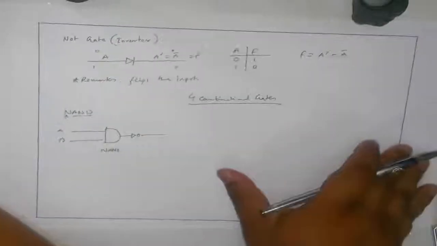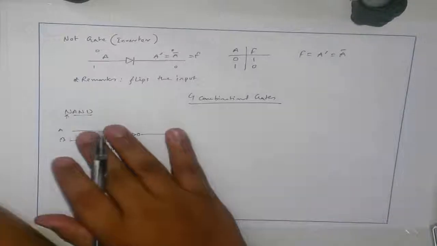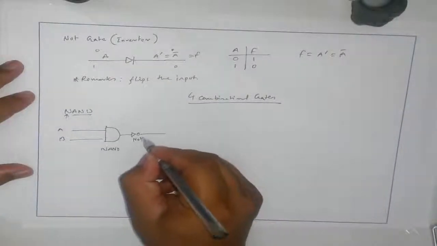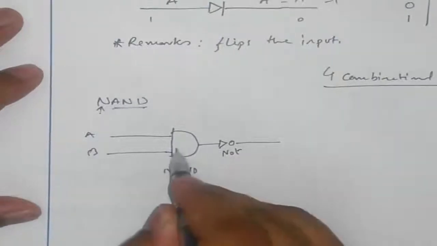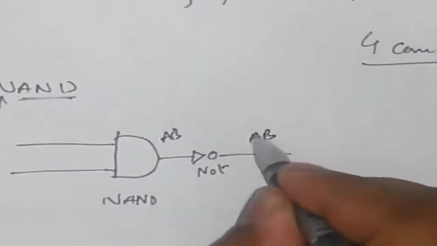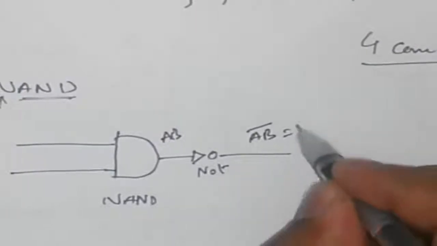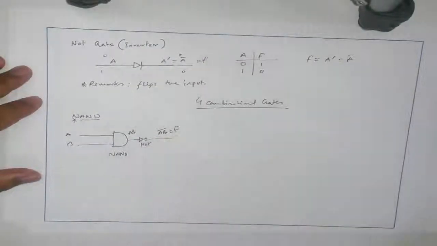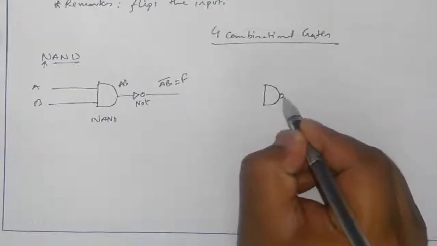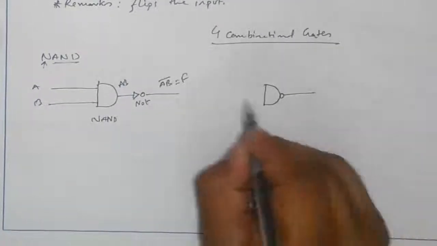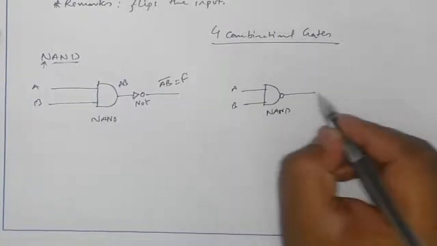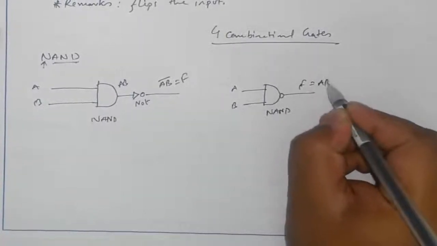Now we're going to talk about combinational gates, four combinational gates. First we're going to talk about the NAND gate. The NAND gate is actually an AND gate with a NOT gate in front of it. Whatever you pass on AND, where AND is AB, NOT is going to invert that. So it's going to be AB with an upper underscore, or inverted. This is going to be your F, and it can also be written like this. When the NOT gate is very close, we do not actually use this symbol. We directly write like this, which is also the NAND gate. Same thing. So this F equals AB NOT.